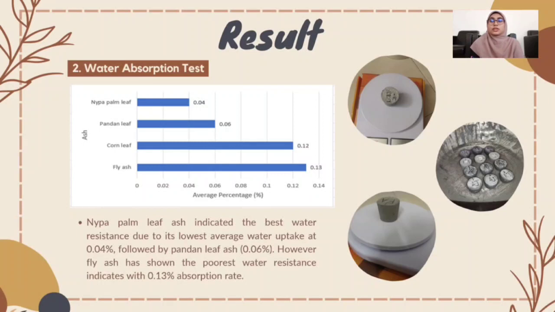Next, we proceed to the water absorption test. Nipah palm leaf ash indicated the best water resistance due to its lowest average water uptake at 0.04 percent, followed by pandan leaf ash at 0.06%. However, fly ash has shown the poorest water resistance with a 0.31 absorption rate.